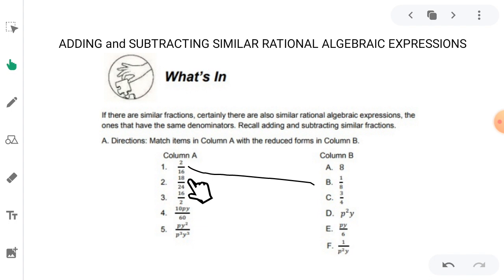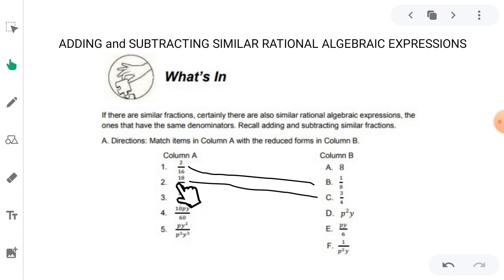So how about number 2? So number 2 is 18/24. So again, look for its GCF. So what is the greatest common factor of 18 and 24? It is 6. So 18 divided by 6 is 3. And then 24 divided by 6 is 4. So the answer is 3/4. Letter C.